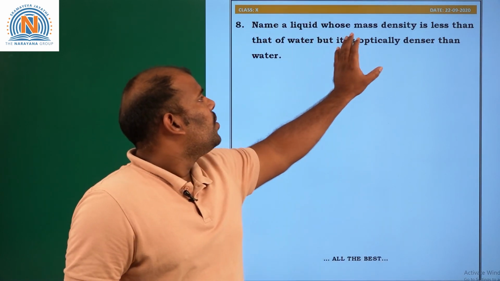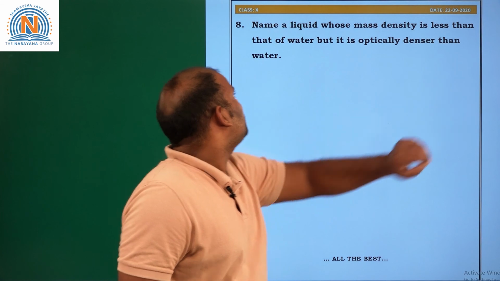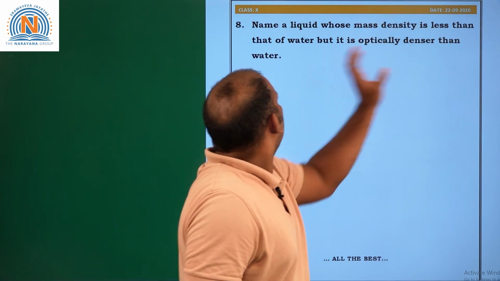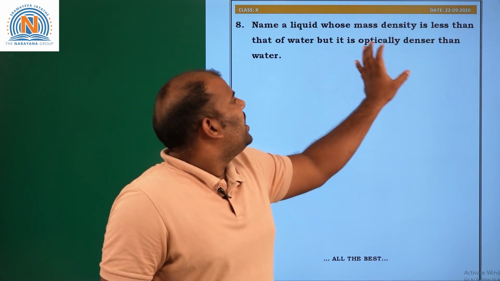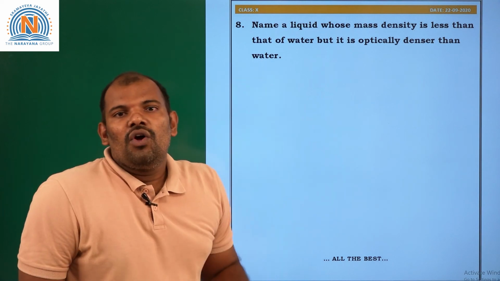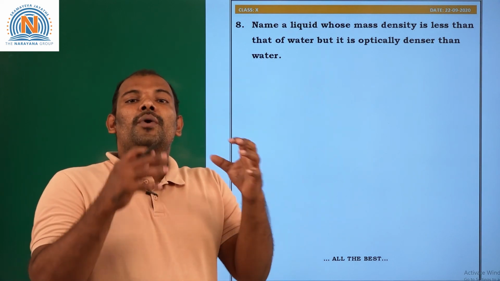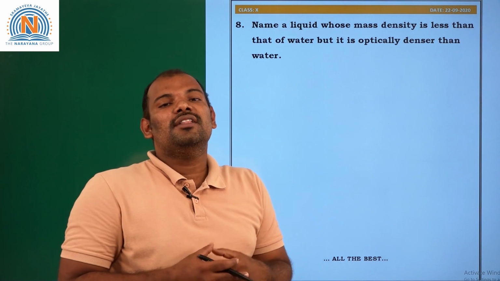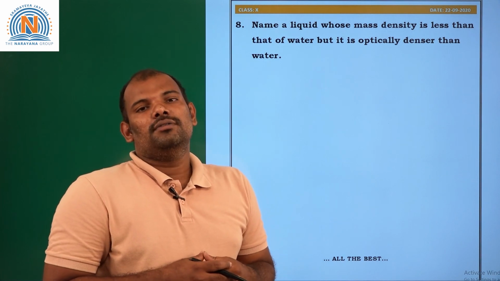Name a liquid whose mass density is less than that of water, but it is optically denser than water. Kerosene is optically denser than water.